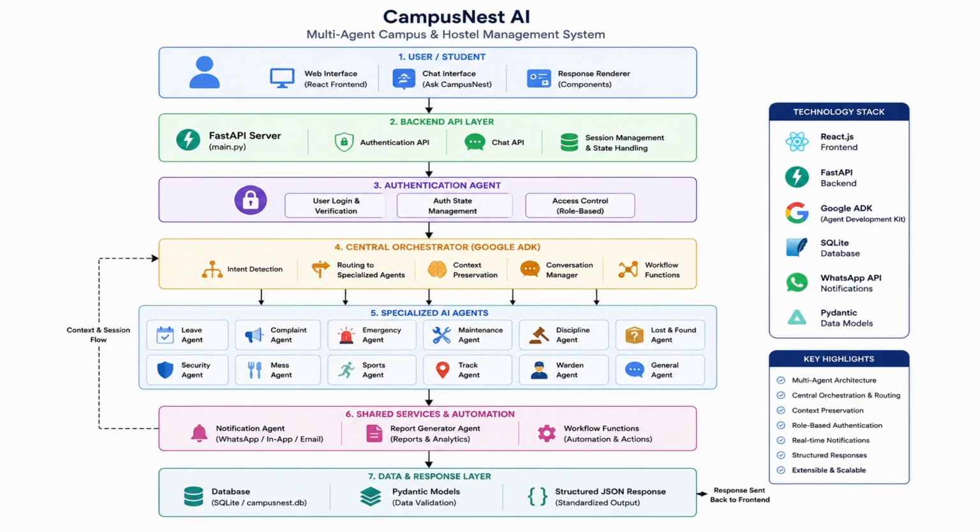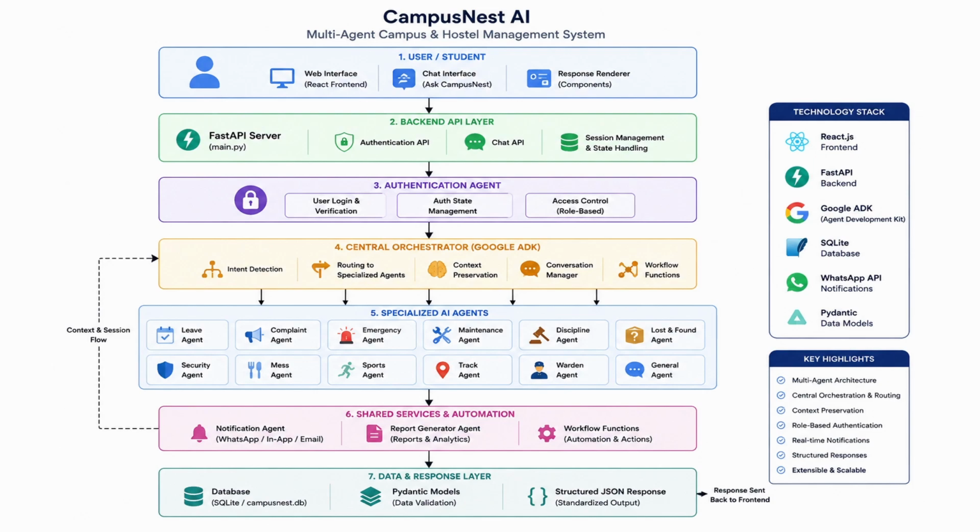Our architecture consists of 4 major layers. First, the React frontend provides a modern chat interface. Second, FastAPI acts as a secure communication bridge. Third, Google ADK orchestrates multiple agents. Finally, the backend services interact with databases and APIs. The database which I have used is SQLite 3.